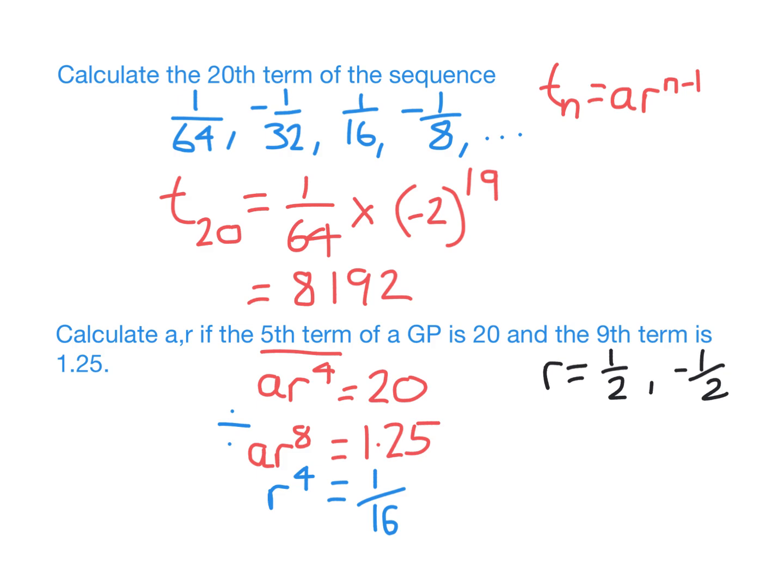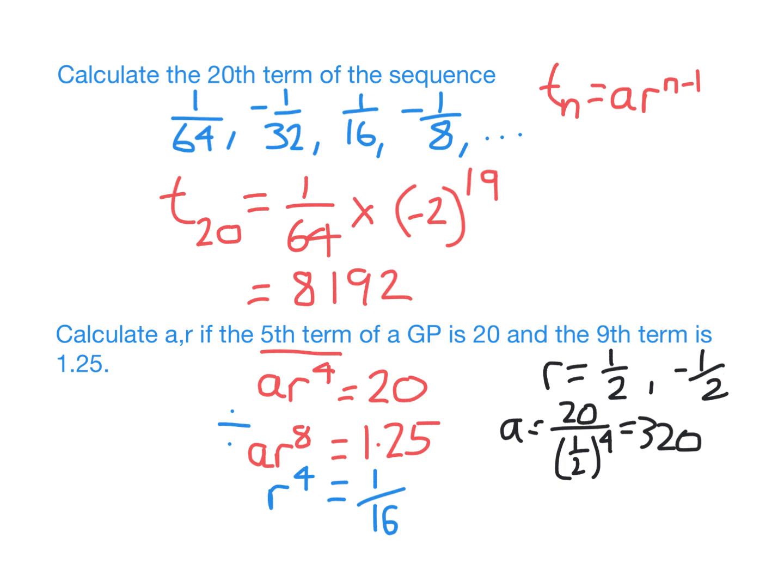So let's go ahead and calculate what A would be. If R is equal to a half, then A will just be 20 divided by a half to the power of 4. That'll give you 320. Now, if R is equal to negative a half, this will still be positive because negative to an even power is still positive. So there are two solutions. We have R is a half and A is 320, or R is negative a half and A is 320.